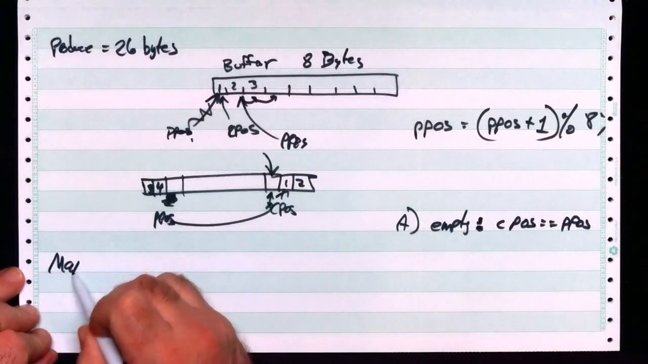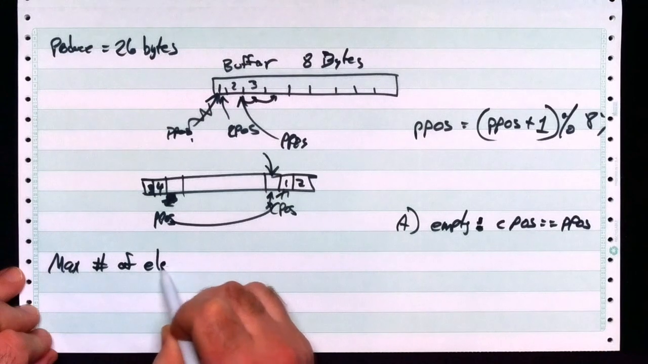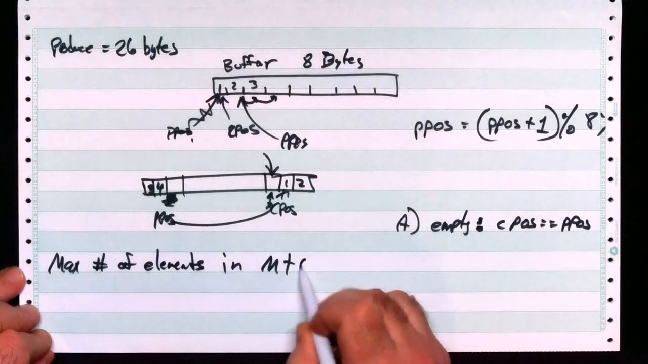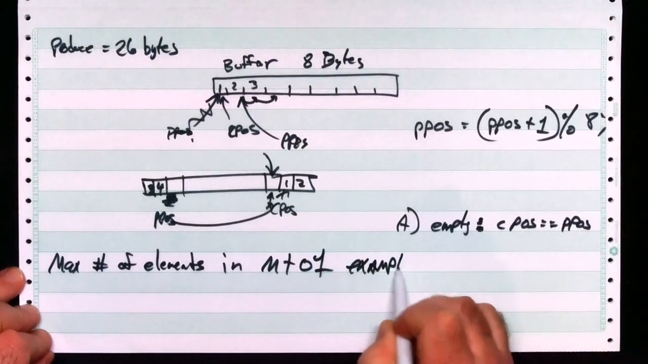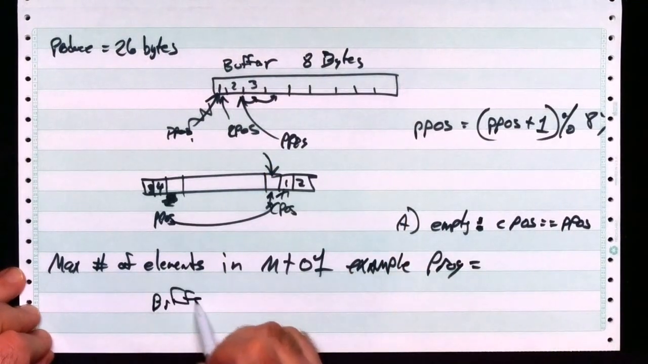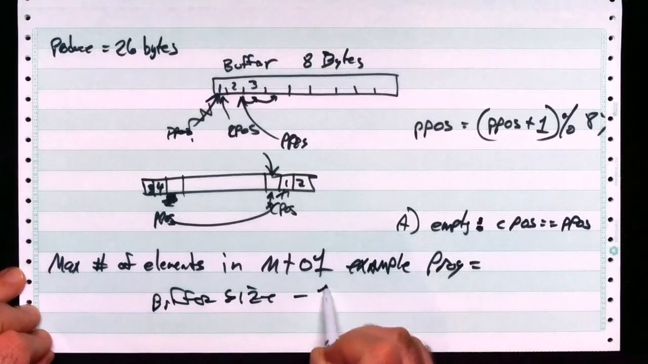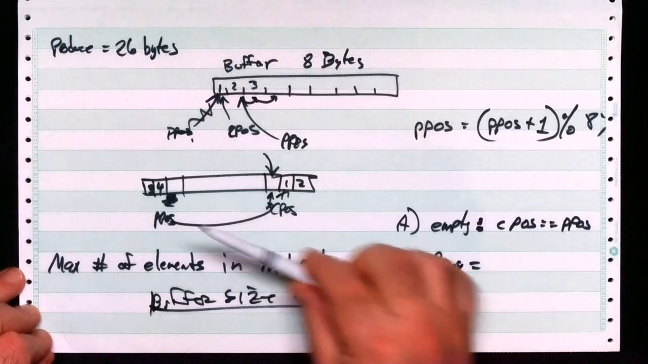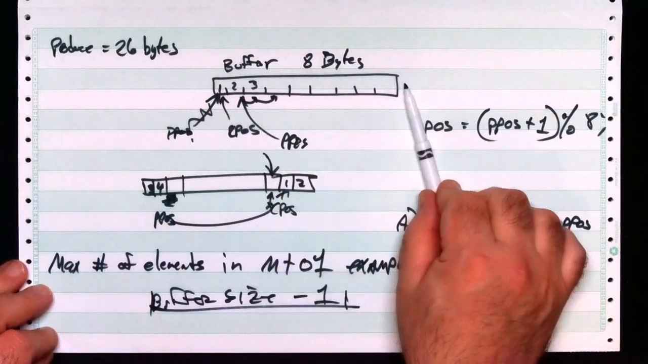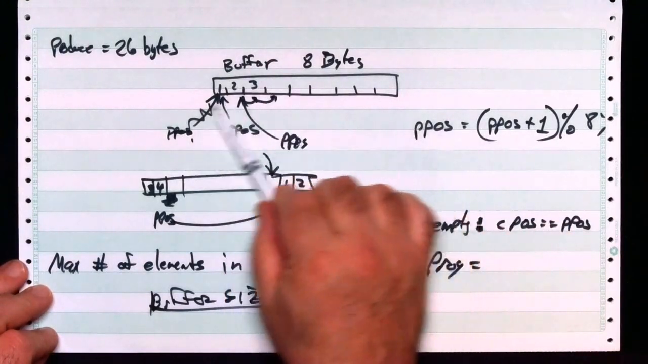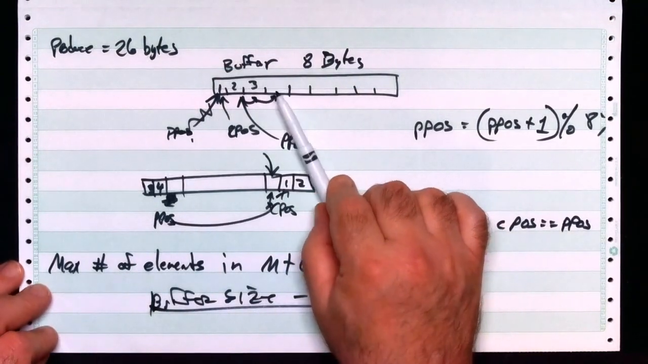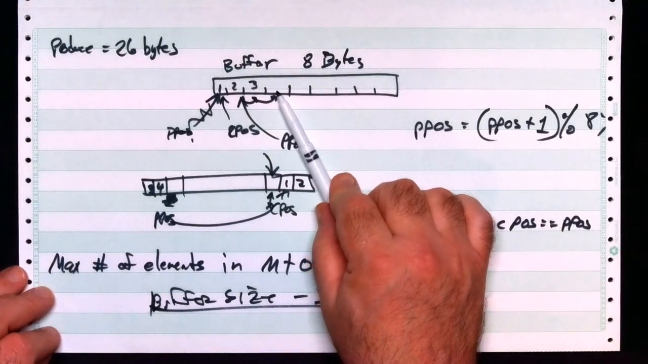Expect to see it on an exam someday. I'll ask, what's the max number of elements in, let's call this the MT01 example program? Buffer size minus 1. That's your answer. Why? Because you can't use this one. You can never have an element in the buffer at the index that PPOS is currently pointing to, because PPOS always points at the first empty one, the next one that could be filled.